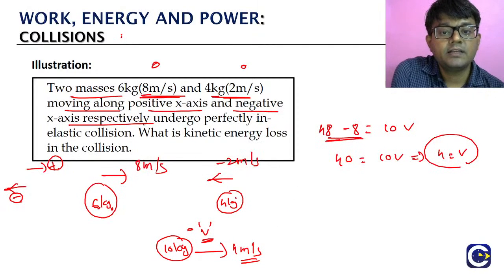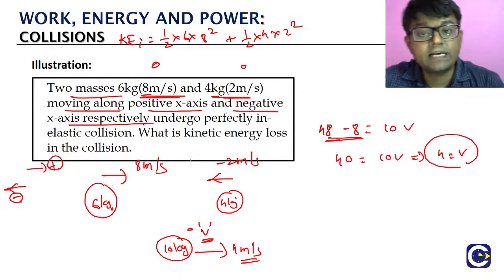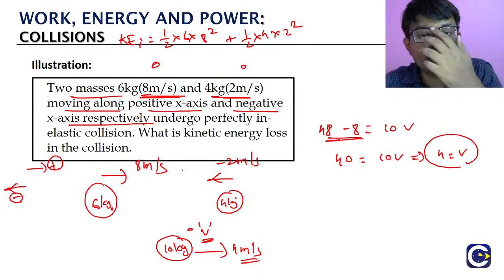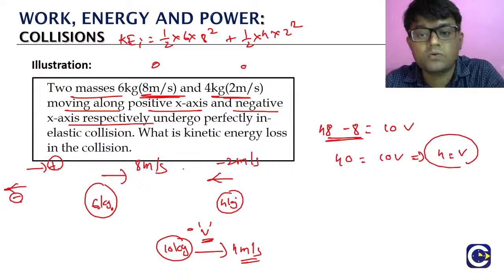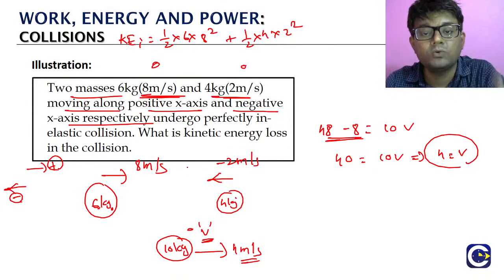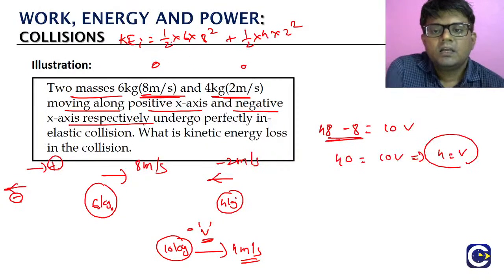Now same thing. What about the initial kinetic energy? Half into 6 into 8 square plus half into 4 into 2 square. You should understand one thing. When we talk about the kinetic energy, here the sign convention will not be required. Why? Because kinetic energy is a scalar quantity. Kinetic energy is half into mass of the body into square of the speed or square of the velocity magnitude, right? That is why here no minus will come. Okay, so what is it?